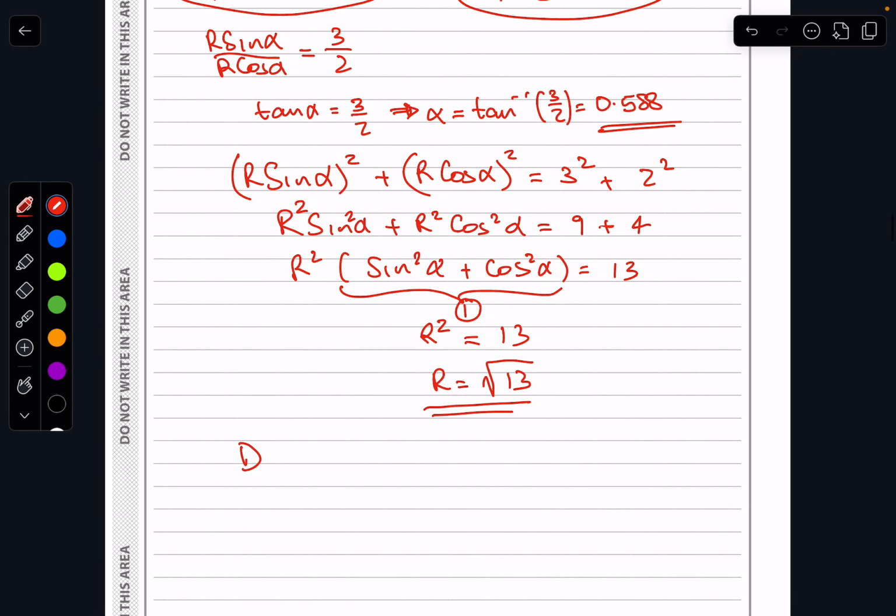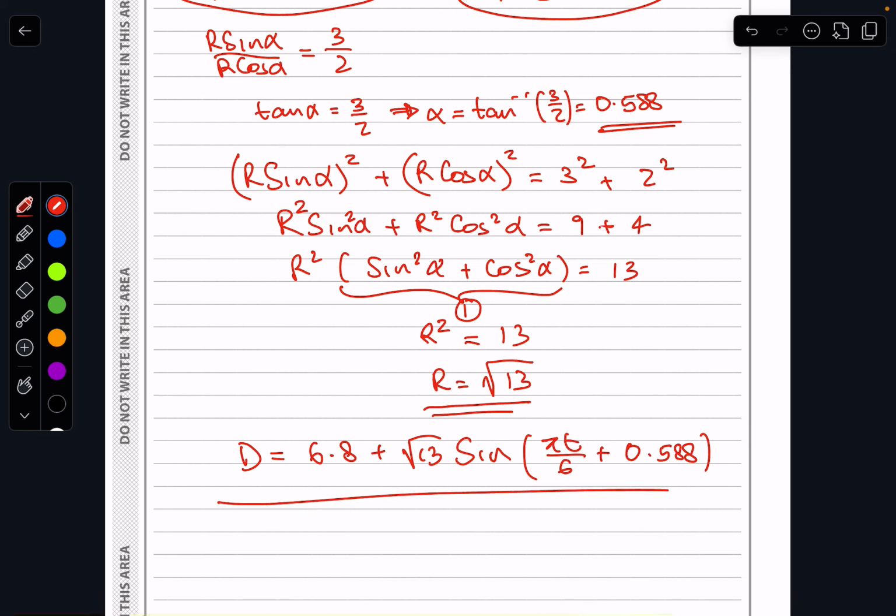Therefore, we can rewrite the equation as the following, which is 6.8, which we started from, plus r, which is root 13, not plus, but multiplied by sine pi t over 6 plus 0.588, and that would be your final answer for that part there in this case.